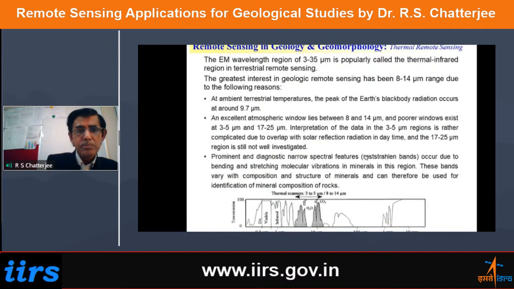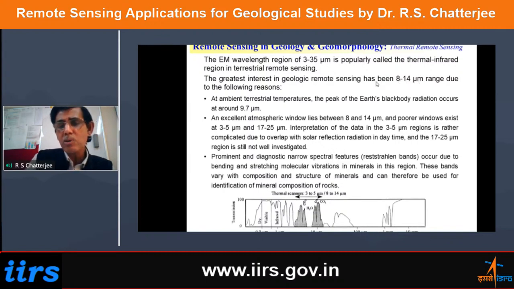Now coming to thermal remote sensing. The spectral region of thermal remote sensing is 3 to 35 micrometer. So the 3 to 35 micrometer region is popularly called the thermal infrared region. Out of that, 8 to 14 micrometer is very much used for terrestrial sensing. Why? Because at ambient terrestrial temperature, the peak of the Earth's blackbody radiation occurs around 9.7 micrometer. And you see 9.7 is in the middle of this 8 to 14 micrometer.